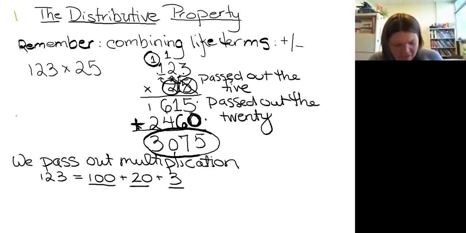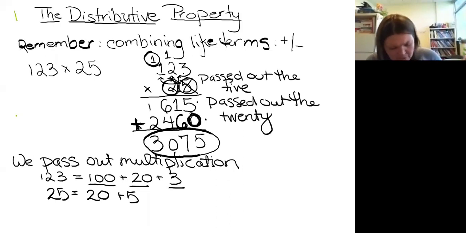120 and 3. And same thing with 25. 25 is like 20 and 5. Okay, so I promise you I had a reason for that. So let's go ahead now and look at that algebra I was promising you.